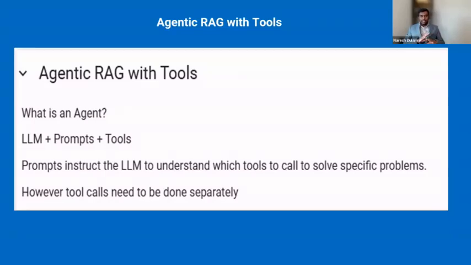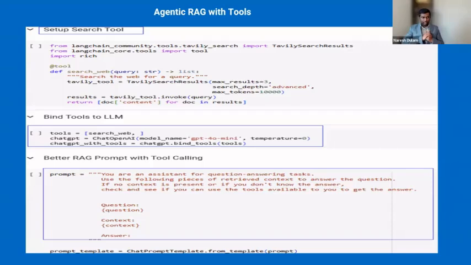So the third approach is agentic RAG with tools. An agent is basically, if you ask me, a combination of an LLM, a prompt, and tools. These prompts instruct the LLM to understand which tool to use to get the information or solve a specific problem. And these tools are something we need to code. We'll see quickly how we can build an agentic RAG here.